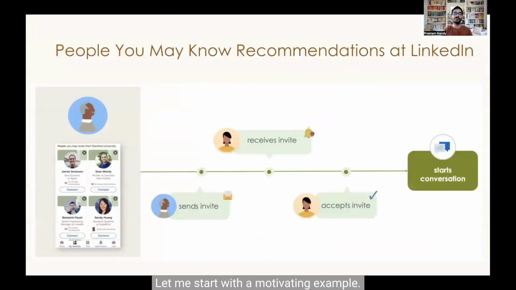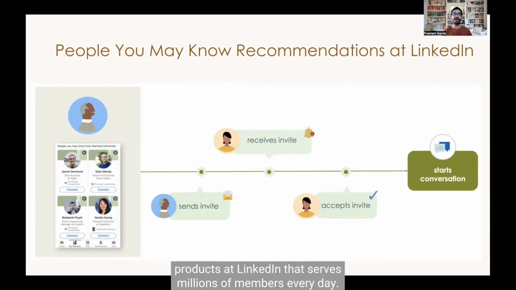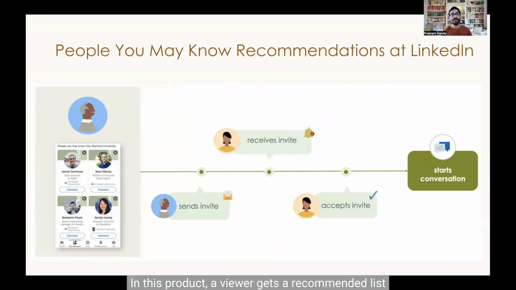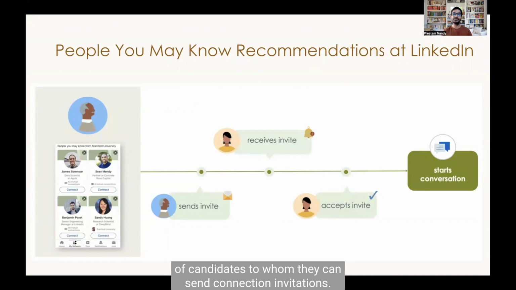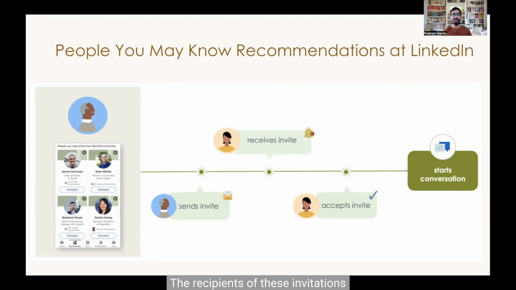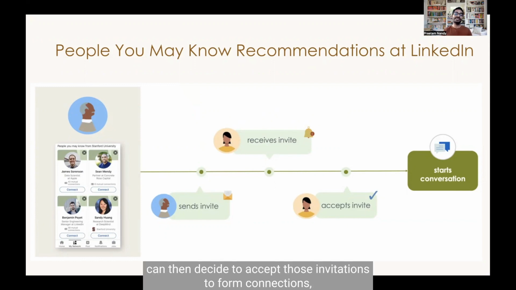Let me start with a motivating example. People You May Know, or PYMK, is one of the main products at LinkedIn that serves millions of members every day. In this product, a viewer gets a recommended list of candidates to whom they can send connection invitations. The recipients of these invitations can then decide to accept those invitations to form connections.